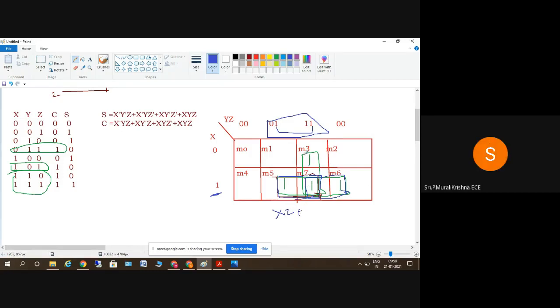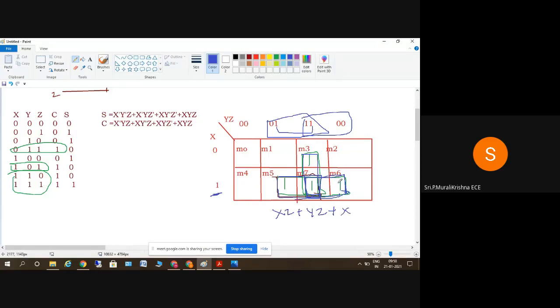Okay. And these two. YZ. So we don't have a row term here for YZ, because all the groups are selected here. So only it is equal to XZ. So YZ plus, and these two, XY. This is X, we have here already.